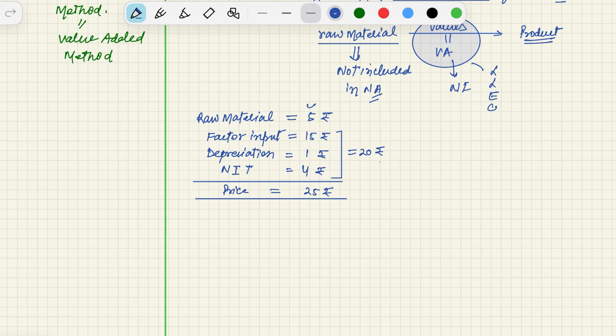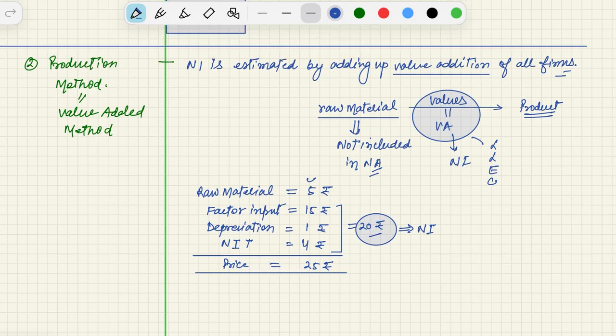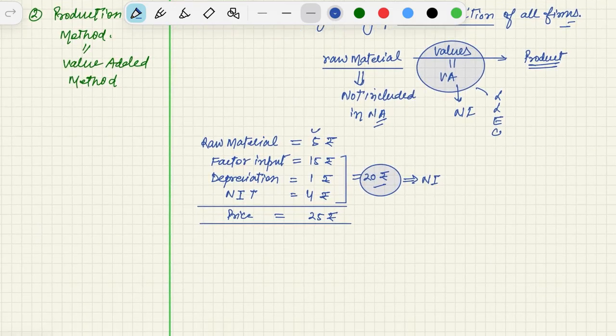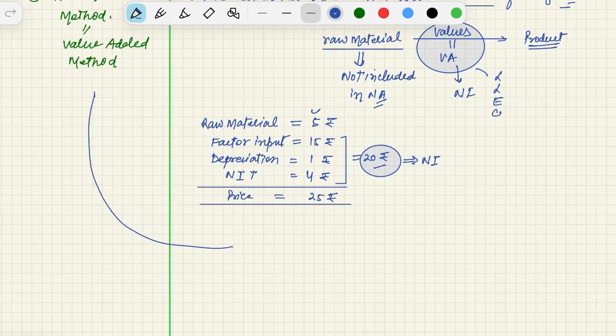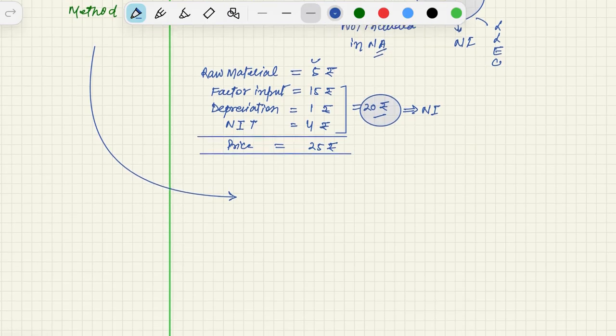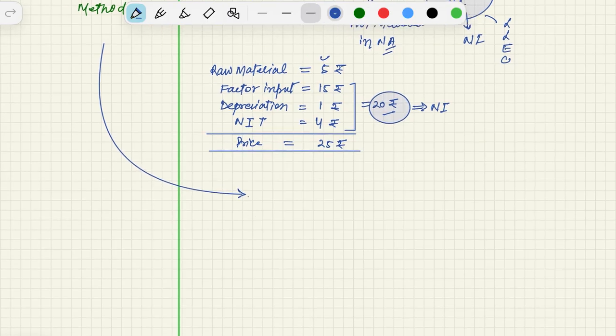So the price should be 25 rupees for that particular product, but value addition is only 20 rupees. So only this much will be added in the national income. Okay. So here I'm writing what we do in the production method. We calculate the value added.